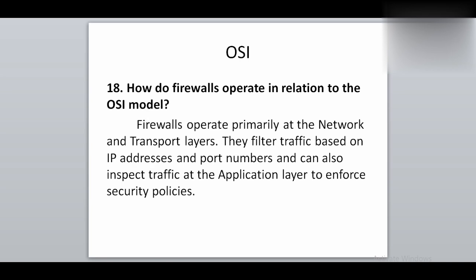Question 18. How do firewalls operate in relation to the OSI model? Firewalls operate primarily at the network and transport layers. They filter traffic based on IP addresses and port numbers and can also inspect traffic at the application layer to enforce security policies.